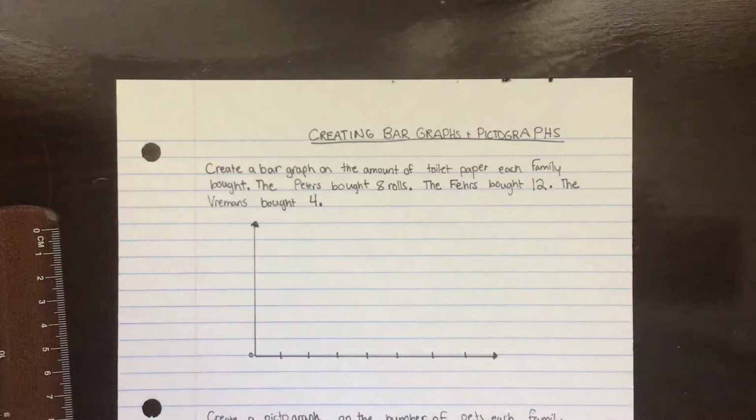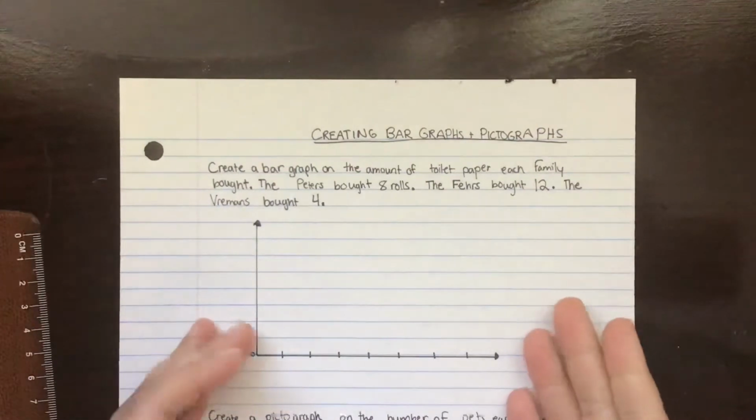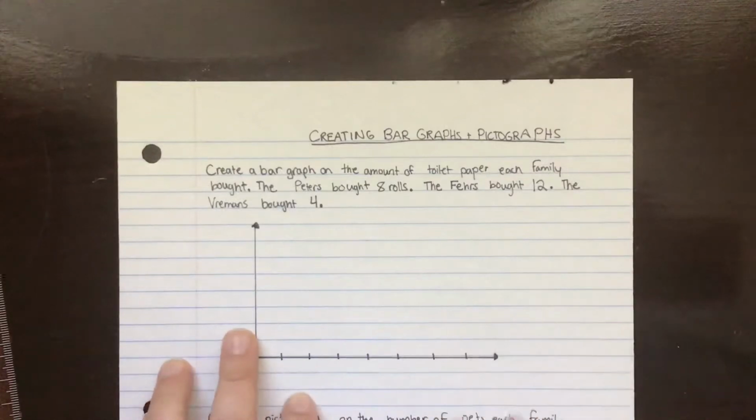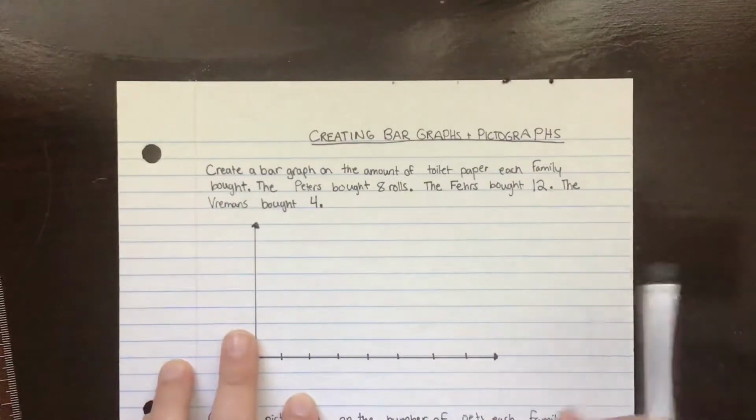Good morning, grade 4s. Today we're going to talk about creating bar graphs and pictographs. So I have a blank graph here and I'm going to make every single little detail about it to make it into a bar graph. Let's start with this. I'm going to read the description.